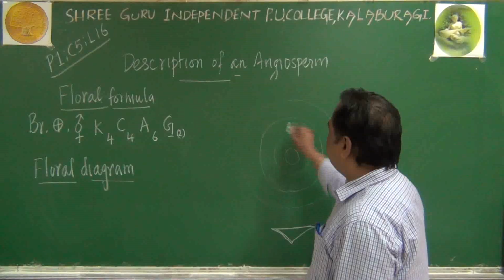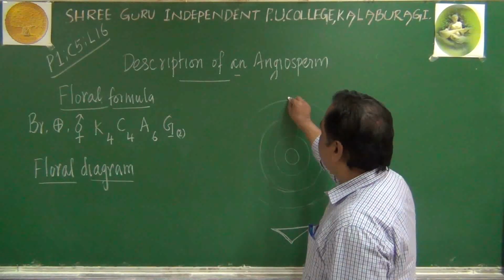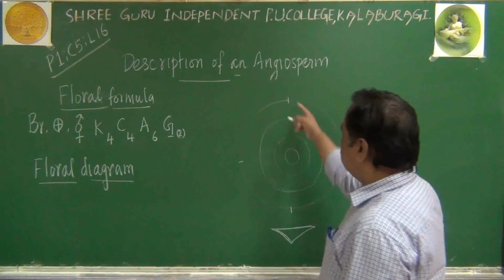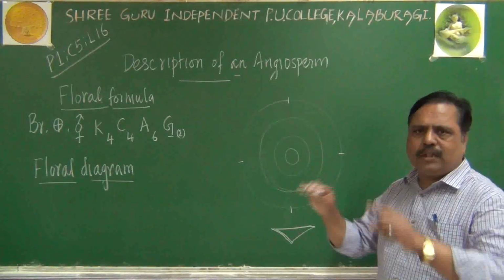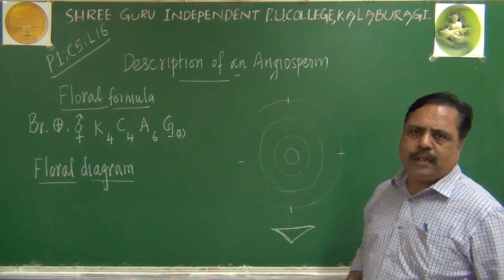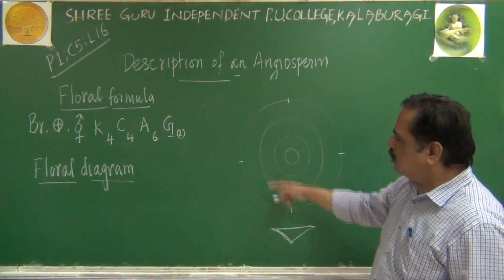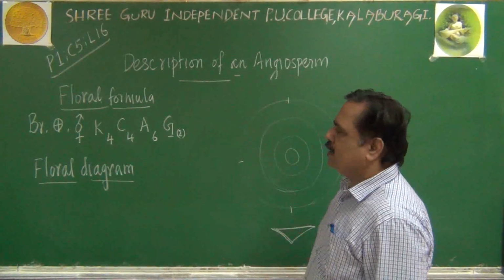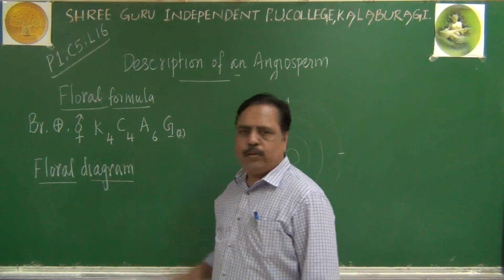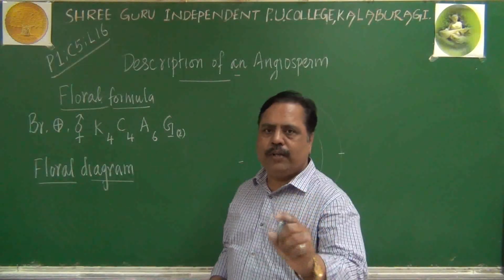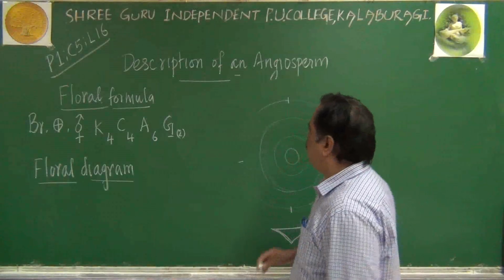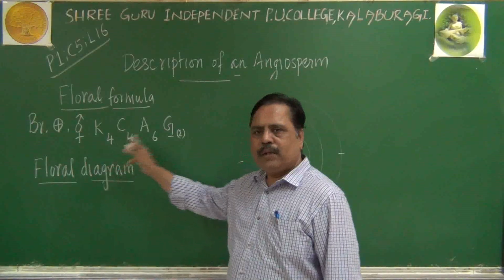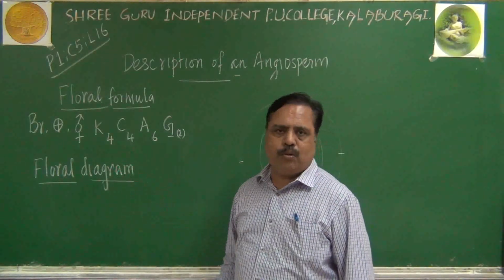So this outer whorl will be imaginarily divided into 4 parts like this. First I will divide it so the diagram will be easy and neat. This is the outermost whorl I am drawing. Now remember, the 4 sepals are not united. They are in valvate aestivation. How can we say it is valvate aestivation? Not by seeing the formula, but by seeing the diagram we can come to know.